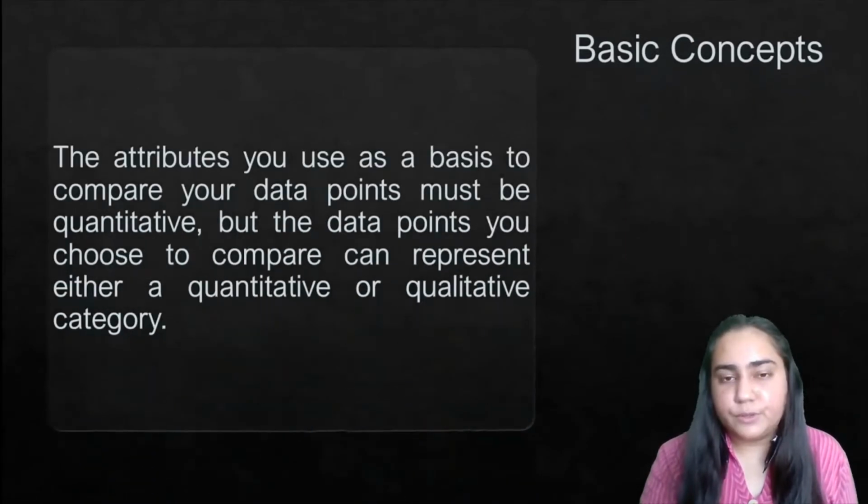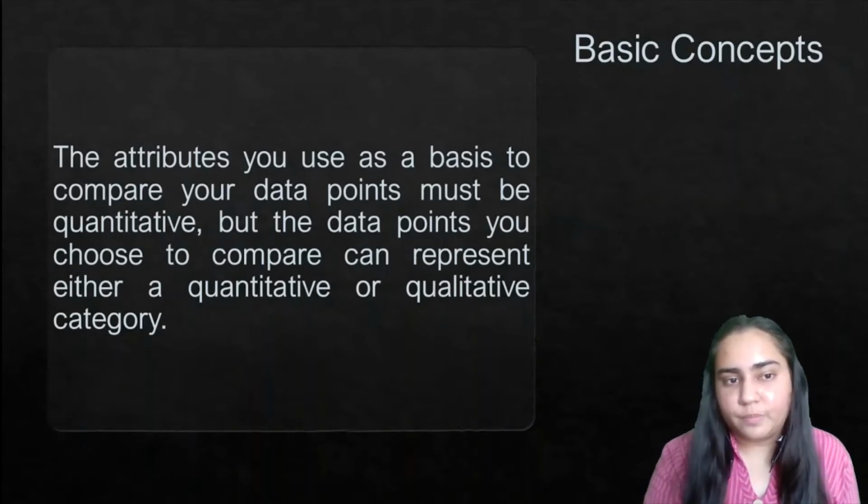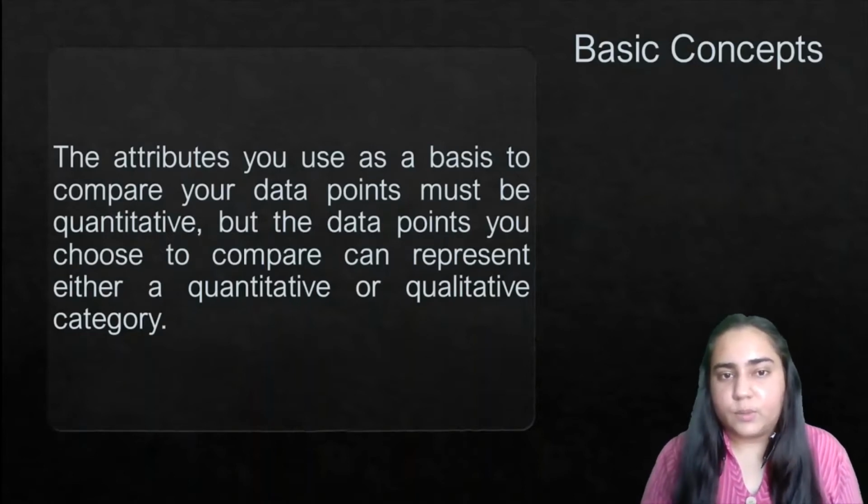The attributes you use as a basis to compare your data points must be quantitative, but the data points you choose to compare can represent either a quantitative or a qualitative value or category. So attributes have to be quantitative because you're going to compare them with each other. If you need to compare attributes, they have to have some numbers inside. You can compare categories with each other.